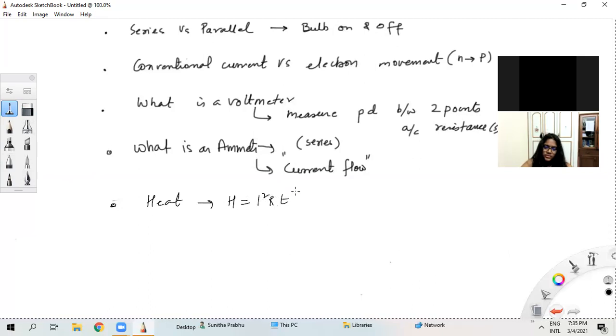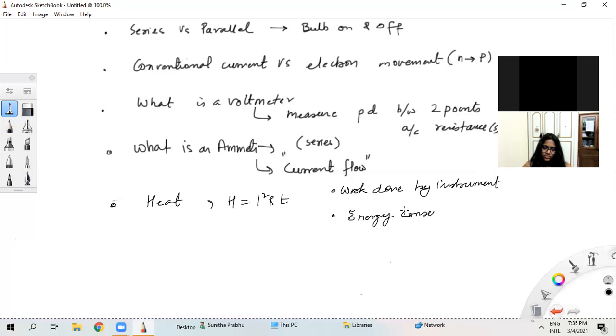How much did that electrical instrument consume? So they can ask the question about how much work was done by the instrument, or they can say how much is the energy consumed. Energy and work are used interchangeably. Both of them, work and energy, are measured in joule, and they are given by the formula H is equal to I square R T.